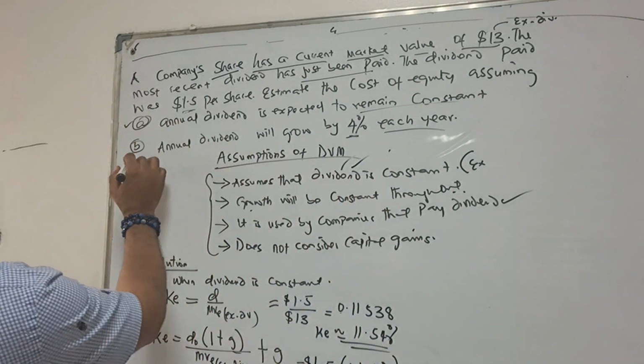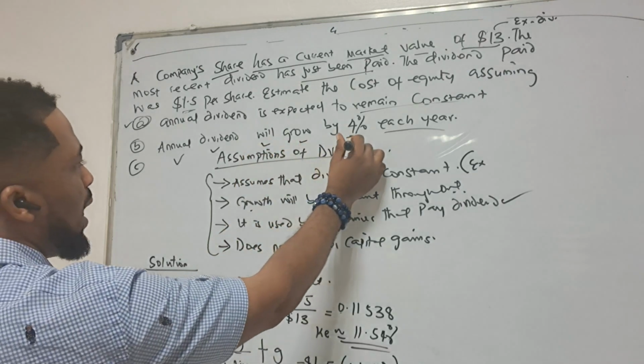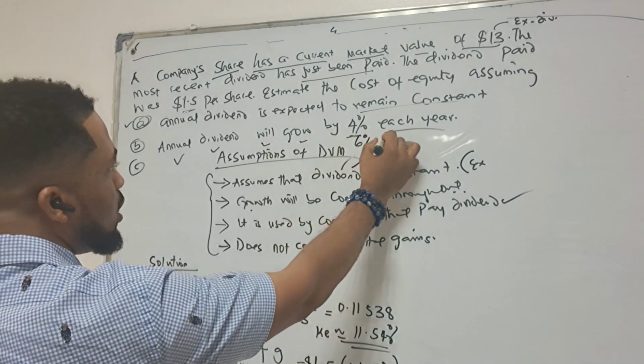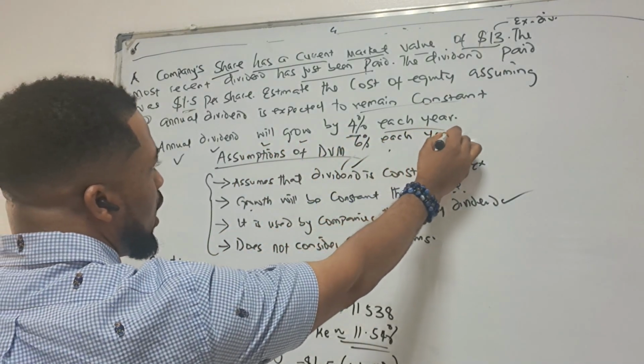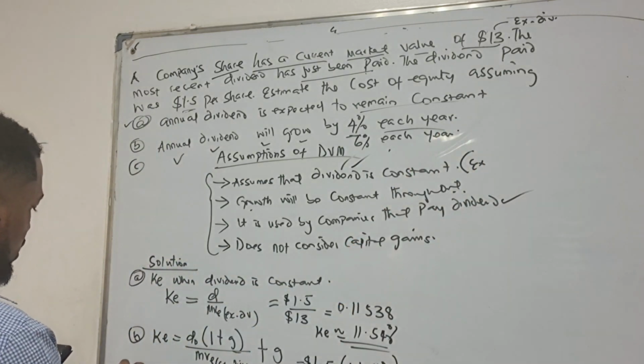All right, I'm adding the C part here. Assume that the annual dividend will grow by 6% each year. What do you think will be the cost of equity? C. All right, put your answer in the comments.